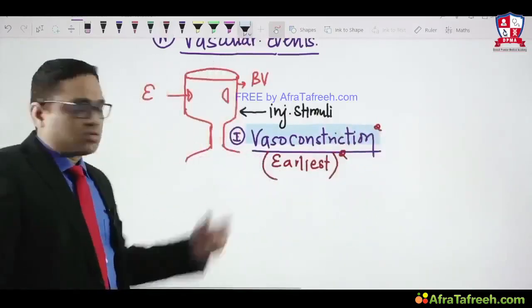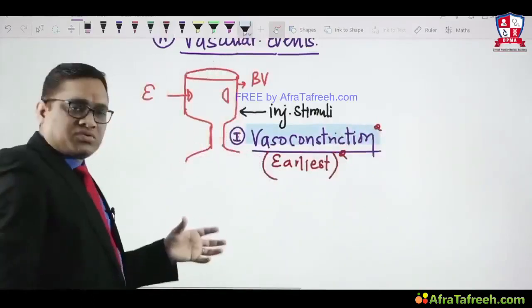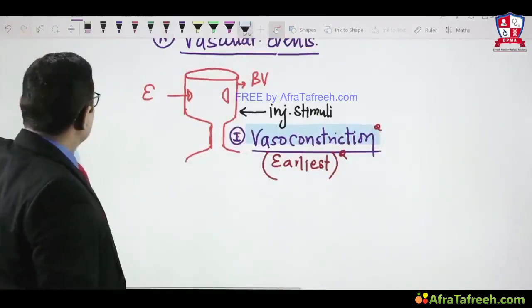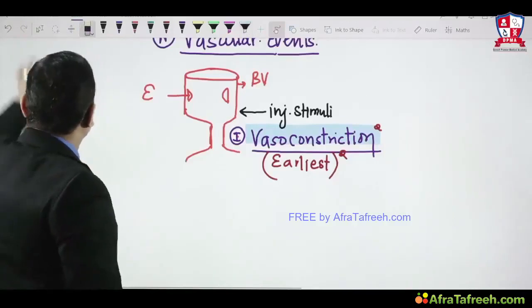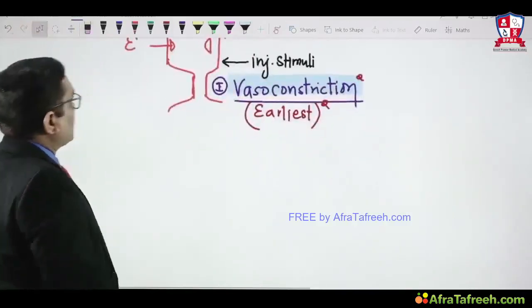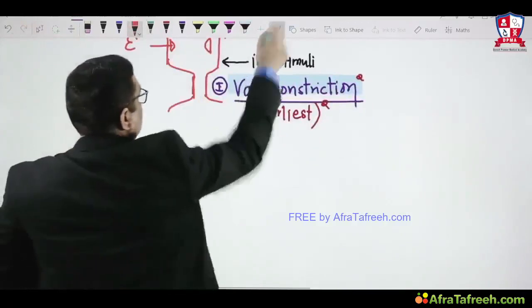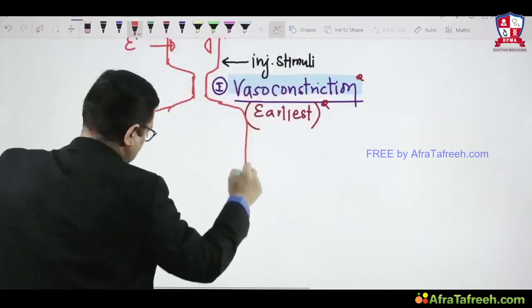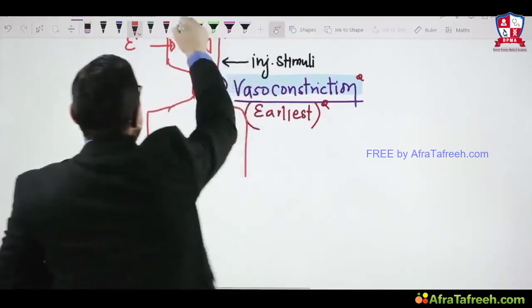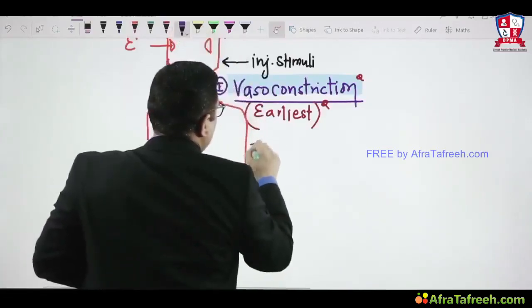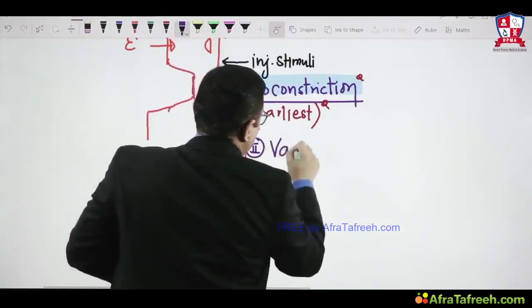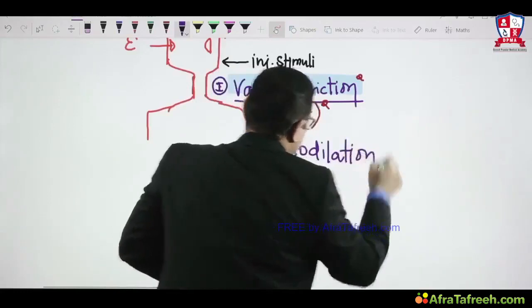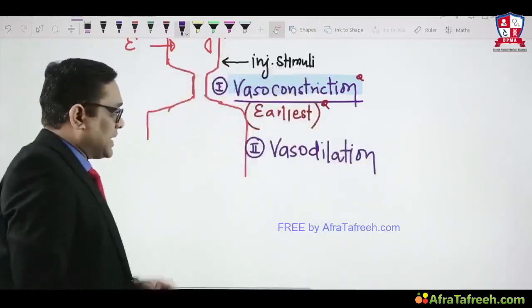Earliest response is vasoconstriction. After this vasoconstriction, what will be the next step in acute inflammation? The transient vasoconstriction will be followed by vasodilation, right? So now I am showing you the second event. The second event we are going to see is the vasodilation.